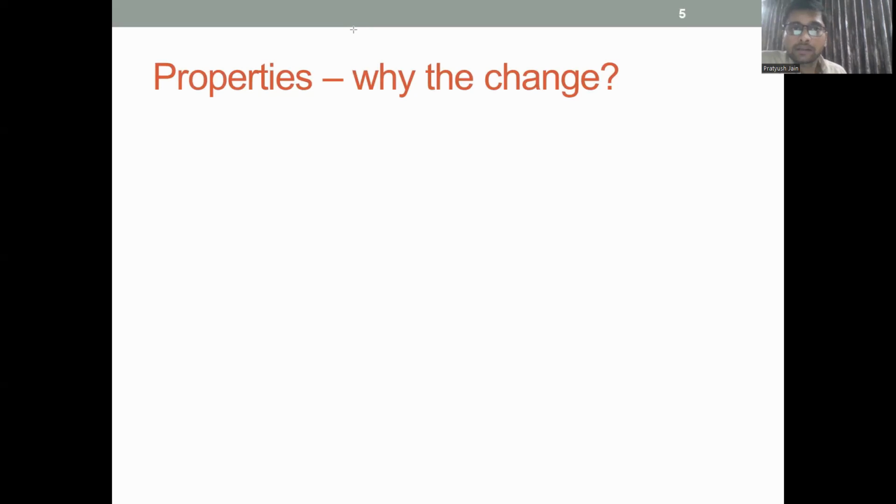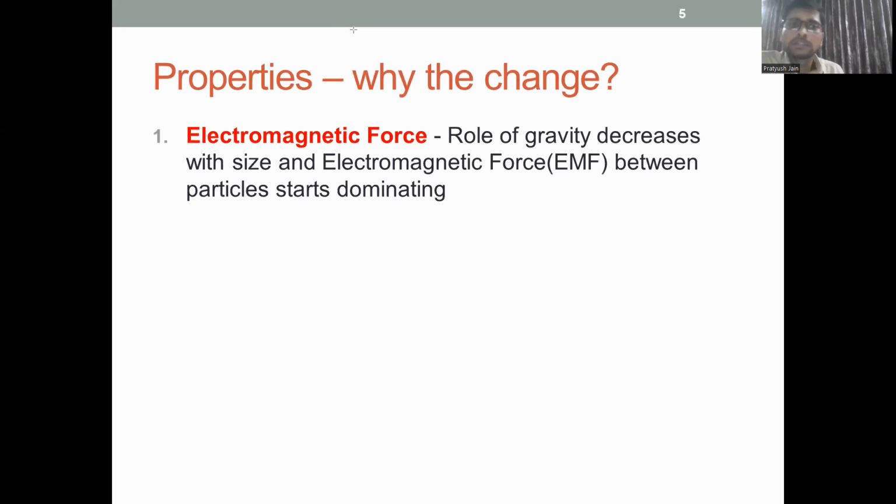Now, we said that as we go from macro scale to nanoscale, we observe a change in the properties of materials. So the logical question arises why there was a change in these properties. The first reason for that is the role of electromagnetic force. At macro scale, or in macro materials, the role of gravity predominates. Whereas as we move from macro scale to nanoscale, the role of electromagnetic force between particles starts dominating.